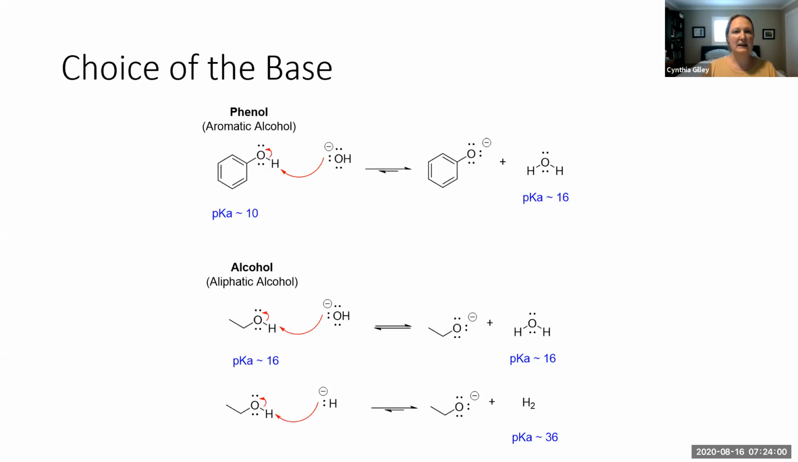So if you were using an alcohol starting material, you would probably want to choose a much stronger base, such as, for example, sodium hydride. Sodium hydride is not only a stronger base, but also it's considered a non-nucleophilic base. So it can shut down any potential side reaction of the base acting as a nucleophile in the reaction.